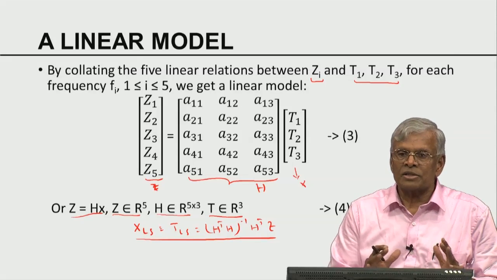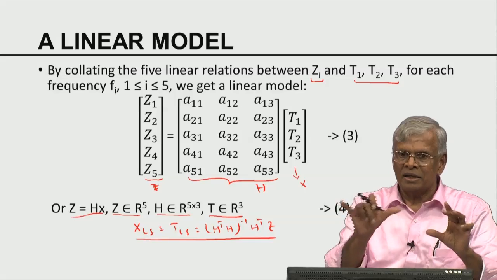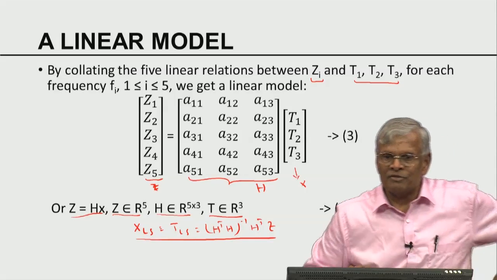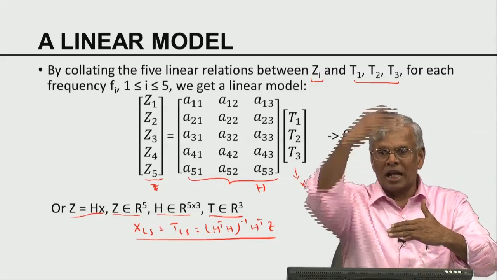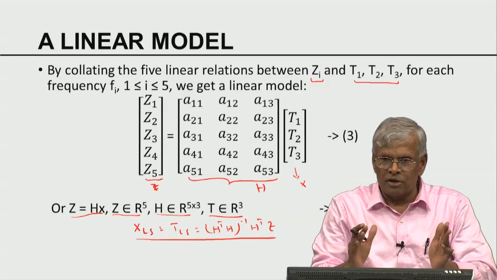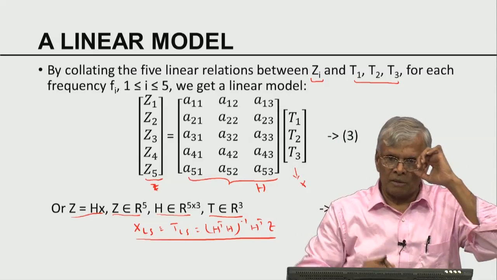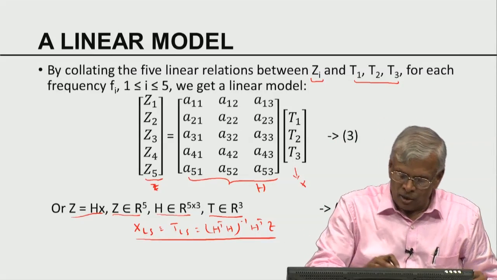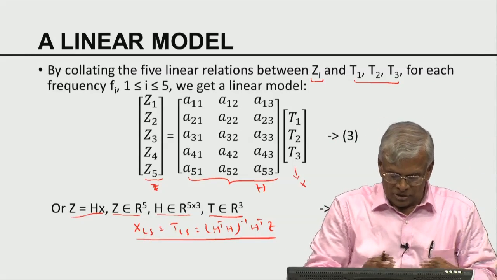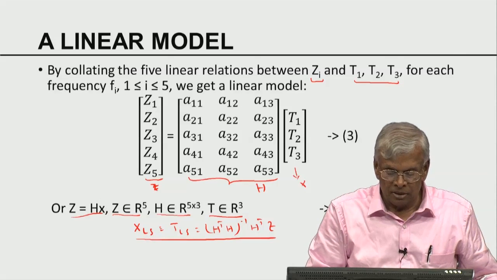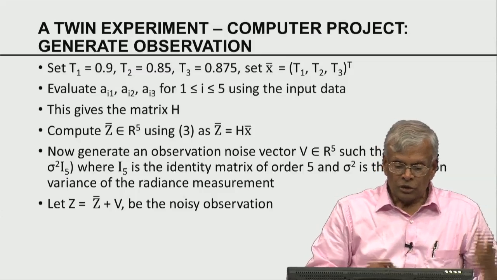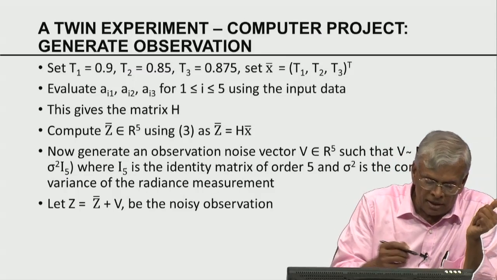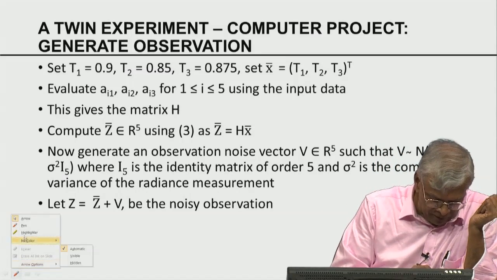All that is needed is a mathematical model which is given by the radiation physics. Once you have the radiation physics problem, I can discretize it by levels. So the number of levels refers to the number of unknowns, the number of channels refers to the number of knowns. I can evaluate this matrix H. So you can see Z is equal to HX. It's a very simple problem. I am now going to go further. I am going to give you typical values.